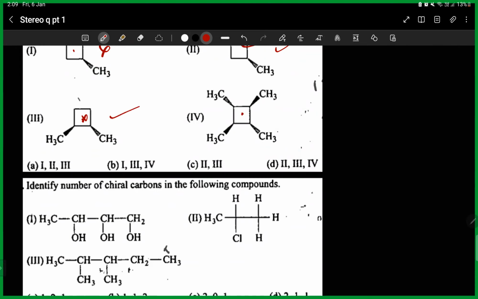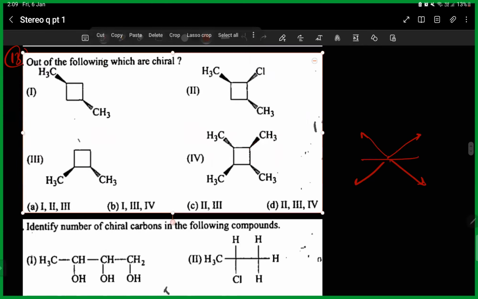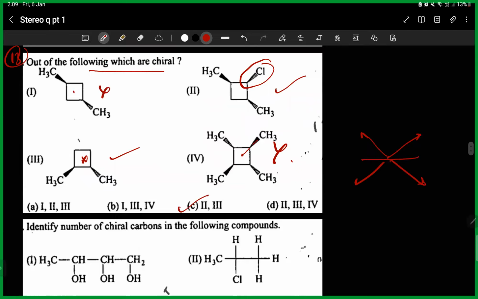Here you have center of symmetry. When you are going here, you are reaching the same groups. When you are going in the opposite directions, you are reaching the same groups. So this is achiral. So 2 and 3 are chiral, right? C will be your correct answer.